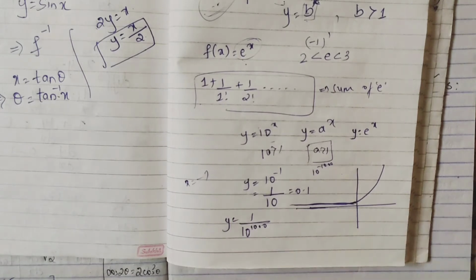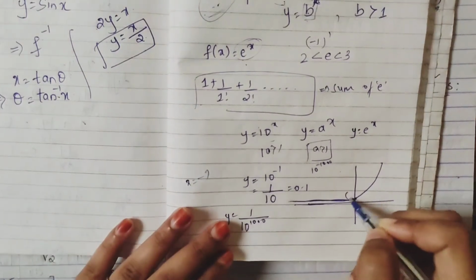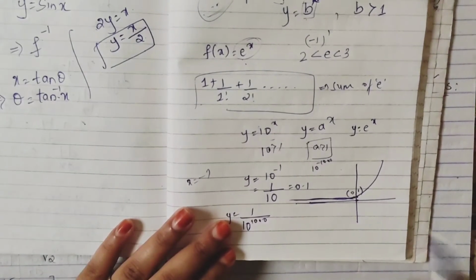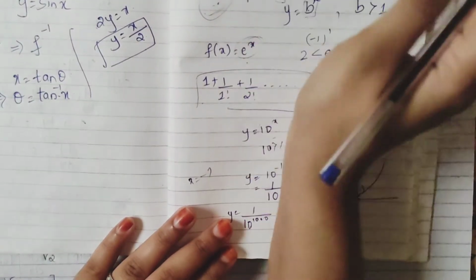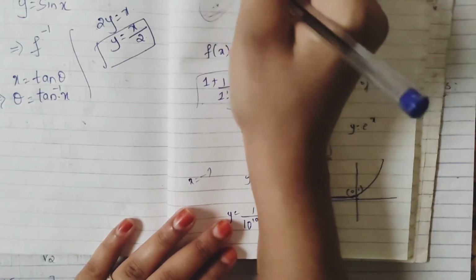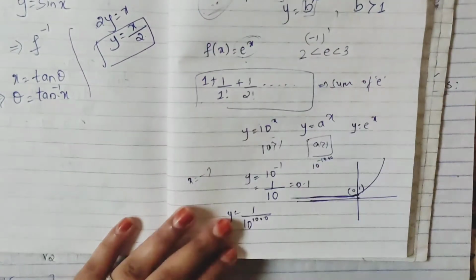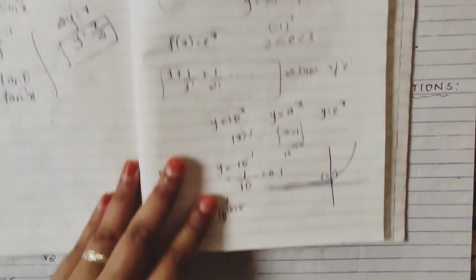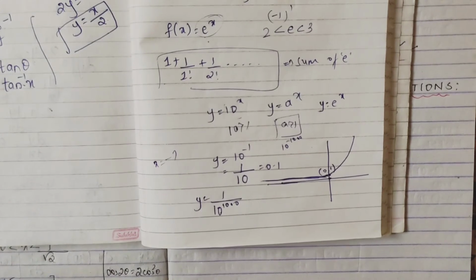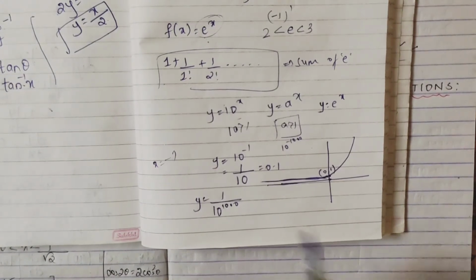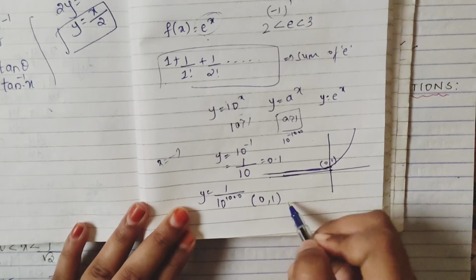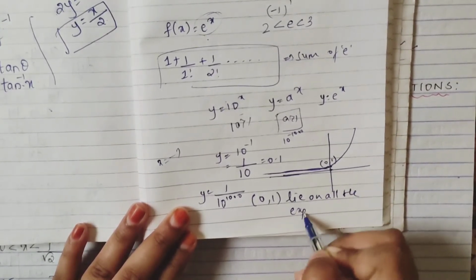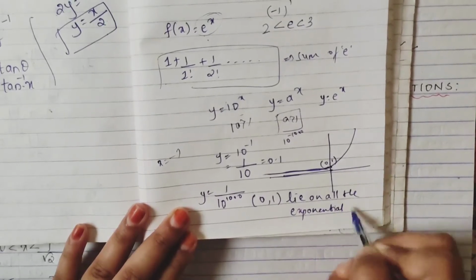If you take 10 raised to x, you can see it is passing through 0, 1, where your x is 0 and y is 1. You can tell 0, 1. Here also, in any graph, the point 0, 1 lies on all exponential functions. That is one condition you can tell: 0, 1 lies on all the exponential functions.